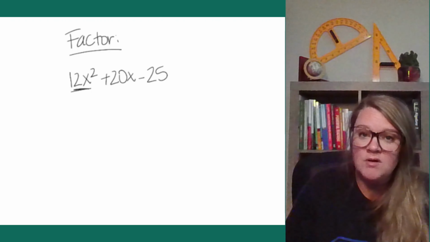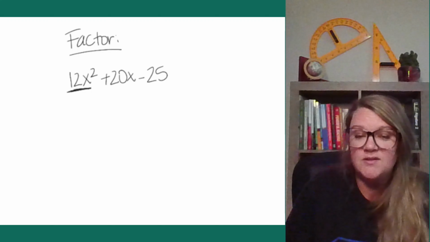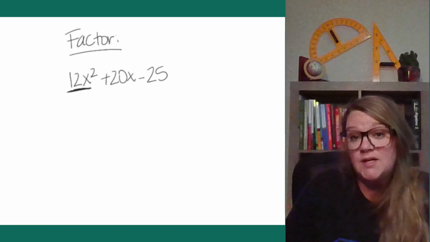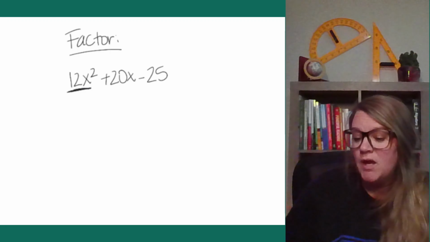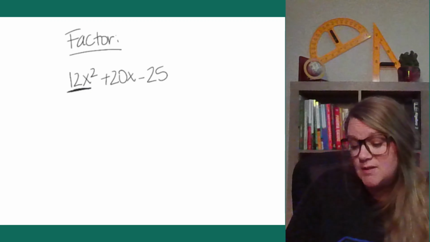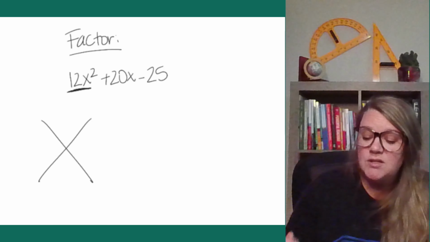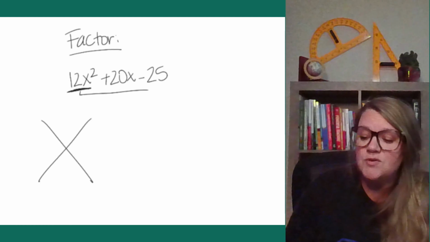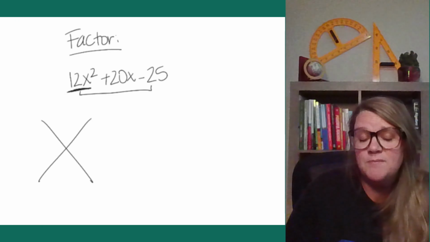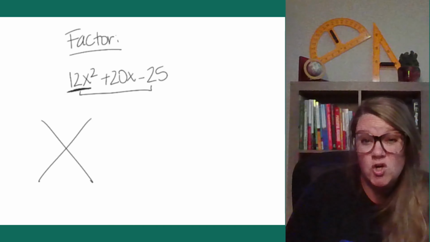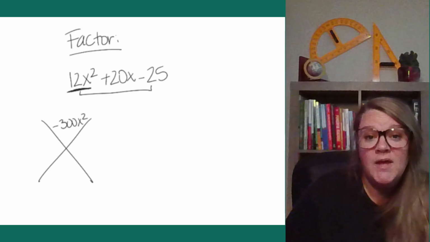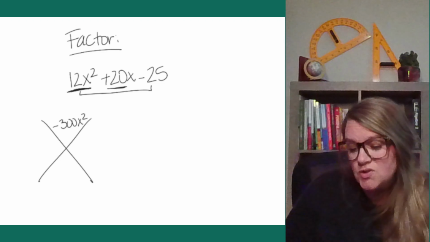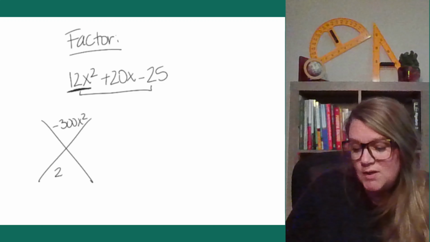So when there's a number in front of the x squared term, like this one has a 12 in front, that's when I really like to use Xbox. I think it's a good method for when we have a coefficient that's not just a 1 in the front. Okay, so let's use our Xbox. First we need an x. Here's my x. To get the number on top, I multiply my first term times my last term. 12 times 25, it's like having 12 quarters. That'll give me a negative 300 x squared. And the middle term right here just goes in the bottom. So I'm going to put my 20x down here.